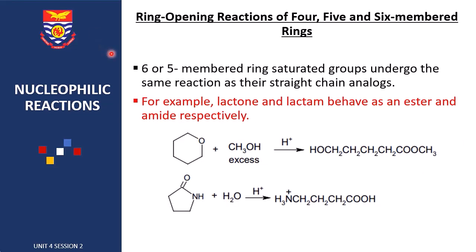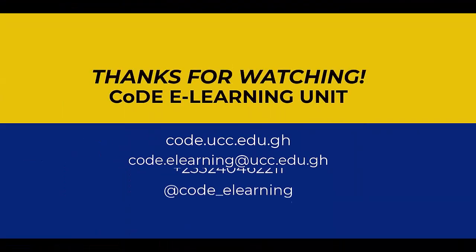In the five and six membered rings as well, they undergo the same reaction as their straight chain analogs. So for instance, lactone undergoes the same ring opening reaction in acidic media to produce its corresponding ester. And lactam also in an acidic media undergoes the same ring opening reaction where the ring opens from this side to produce the corresponding amide.